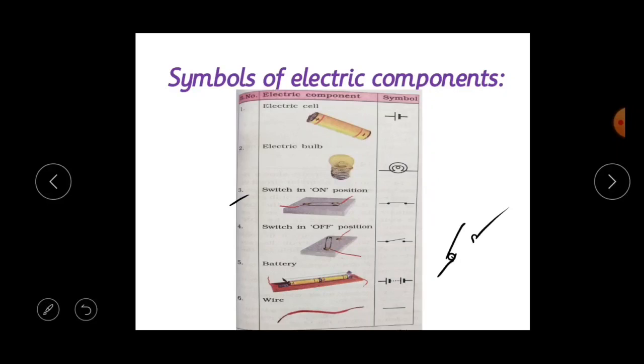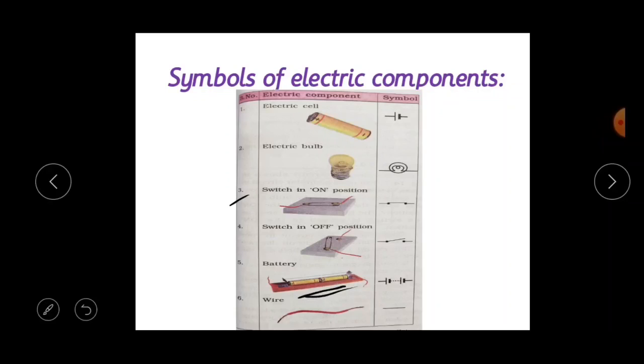Means it is an open circuit. Okay. Next is battery. So children, here it is a battery. Can you see here? This is the battery. Okay. What is this battery? I will tell you later on. We are going to discuss this battery only.